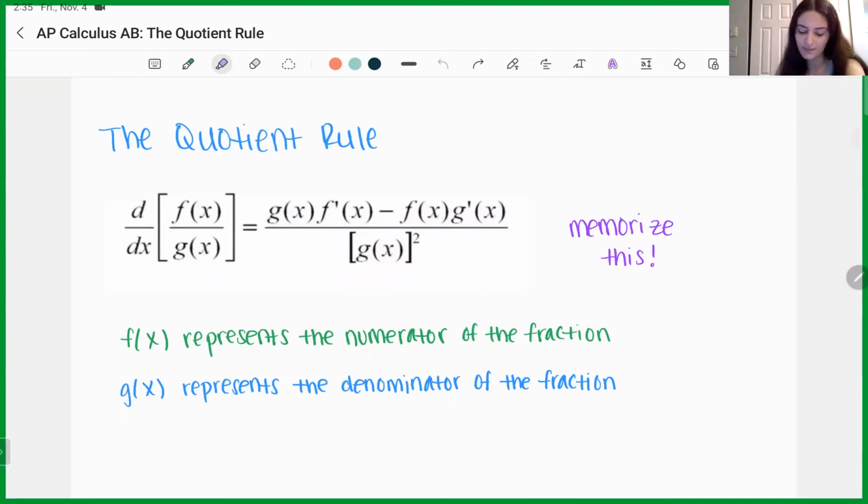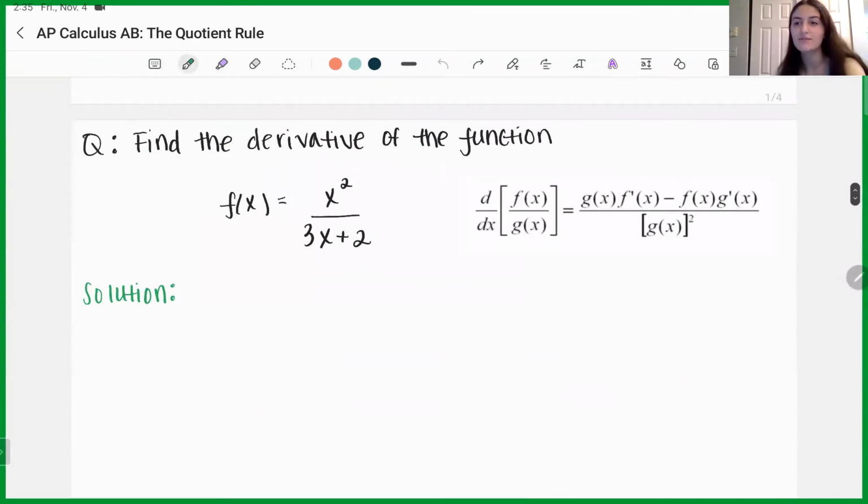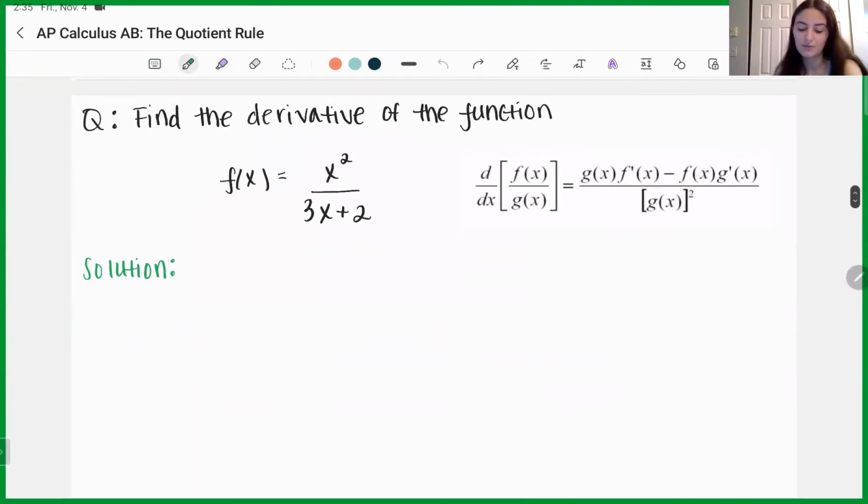So this is the first example that we're going to do. We want to find the derivative of this function f of x, where f of x is equal to x squared over 3x plus 2. And I have the formula right here for you to reference. So whenever you're doing quotient rule, this process is how I would recommend you do it every single time, because it's organized and should be able to get you to the right answer pretty easily.